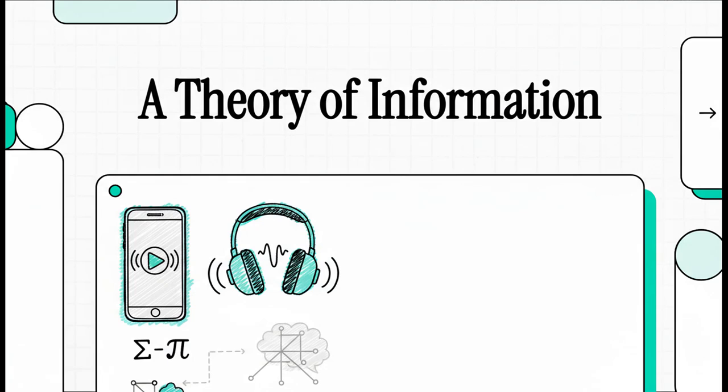Have you ever stopped to wonder how your phone streams a perfect video with no lag? Or how your headphones can just create this little bubble of silence on a noisy train? Well, it's not magic. It's actually a single, incredibly powerful mathematical idea. Today, we're going to decode that hidden language that shapes our entire digital world, information theory.